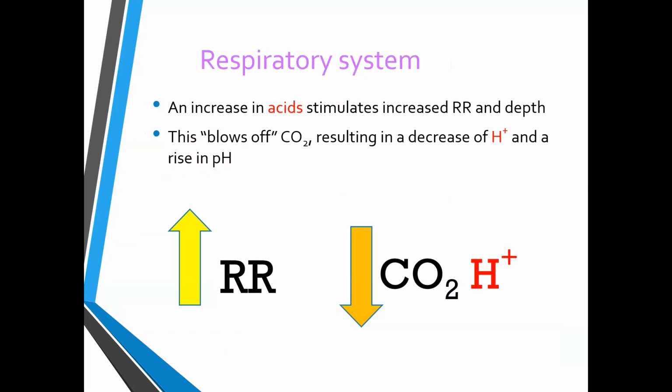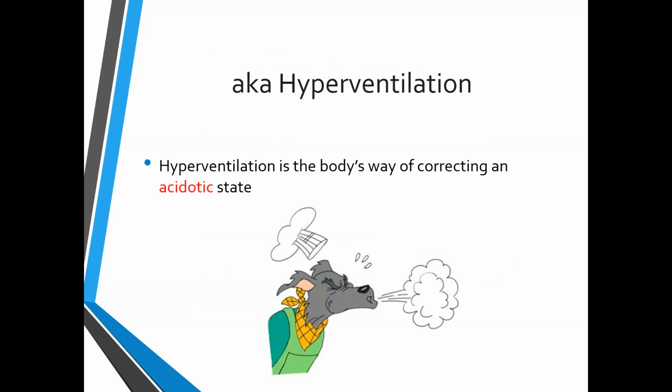So when there is an increase in acids, it will actually stimulate the body to increase the respiration rate and depth. Again, it blows off CO2, resulting in a decrease of hydrogen ions, and it will help raise the pH. So respiration rates go up, and CO2 and hydrogen ions will decrease. And that will actually help to raise the pH of the blood. This is also known as hyperventilation. It is the way that the body will respond to an acidotic state.